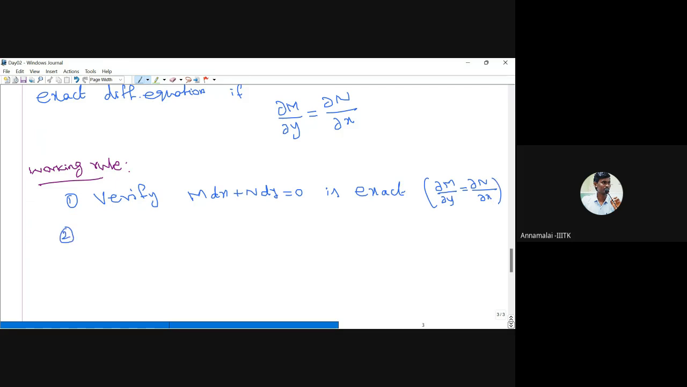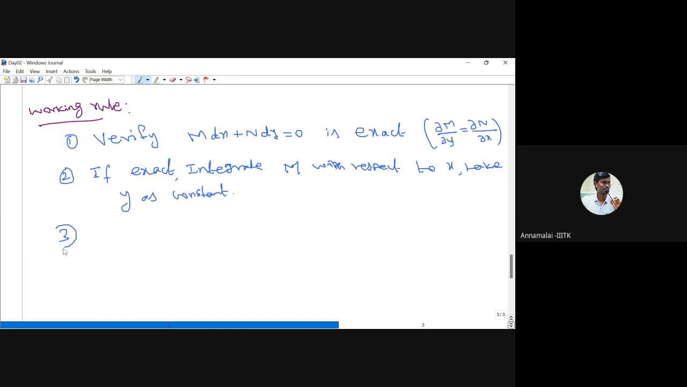So what is the next step? If it is exact, then integrate the function M with respect to x and treat y as a constant. That is the first thing.